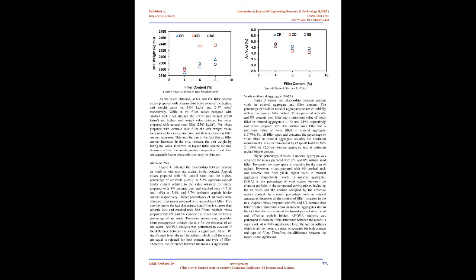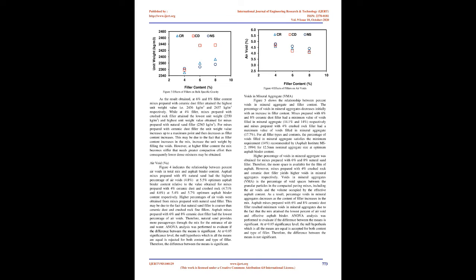ANOVA analysis was performed to evaluate if the difference between the means is significant. At α equals 0.05 significance level, the null hypothesis, which is that all the means are equal, is rejected for the content of filler. Therefore, it can be concluded that the percentage of filler material used can affect the optimum asphalt binder content. Unit weight. Figure 3 depicts the relationship between unit weight and optimum asphalt binder content for non-conventional and conventional filler types.